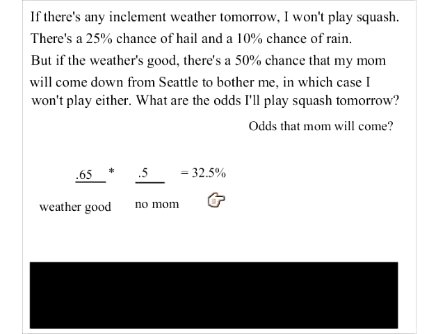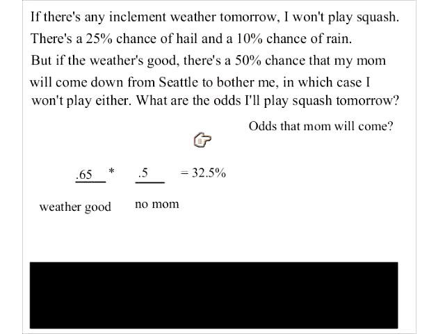I mean, you could solve for the opposite of this, the odds that squash won't happen, but there's no good reason to do that. Any other questions? I see a little bit of writing, so I'll pause. You added 10 and 25. Right, because really the question is about any inclement weather. I separated it just to make things a little bit more complicated. But both of them are inclement. So if it hails, that's bad. If it rains, that's bad.